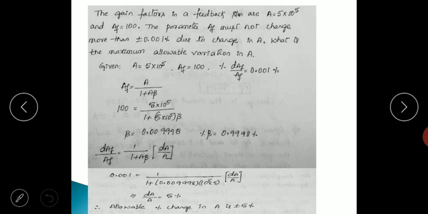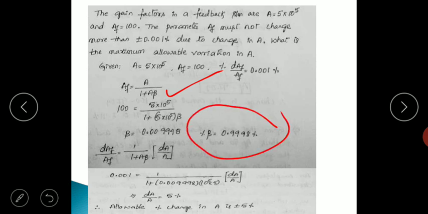So A given, AF given, dAF by AF is given. Now it is opposite to the previous example, and you have to find what is dA by A. So for that we should find beta first. Beta is not given directly. A and AF are given, so easily we can get beta using the formula AF equal to A by 1 plus A beta. From that we will get beta equal to 0.009998 or beta is equal to 0.9948 percentage.